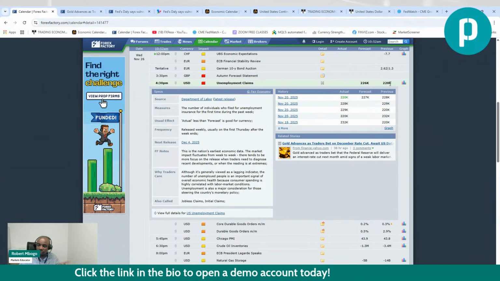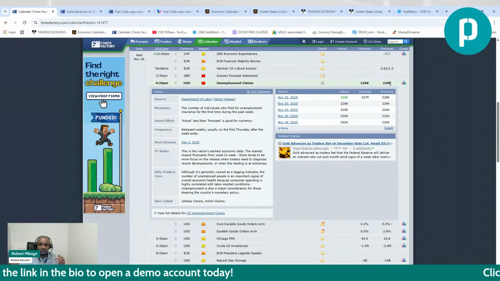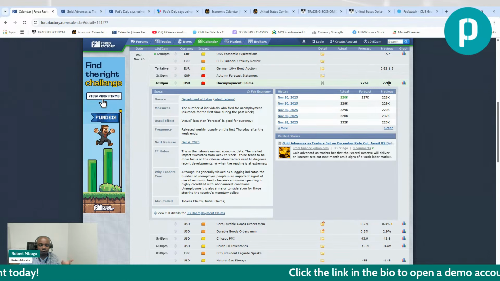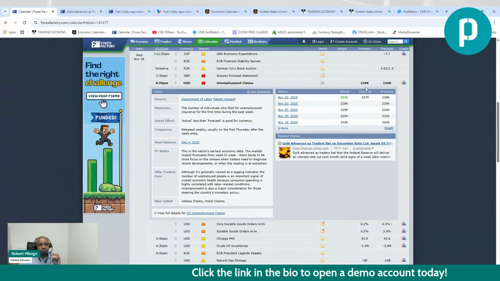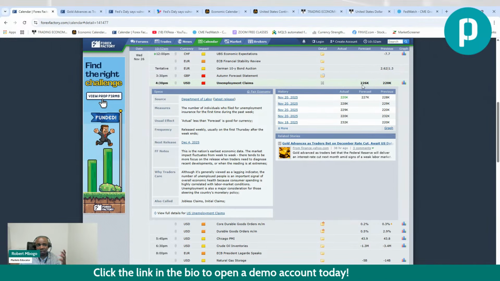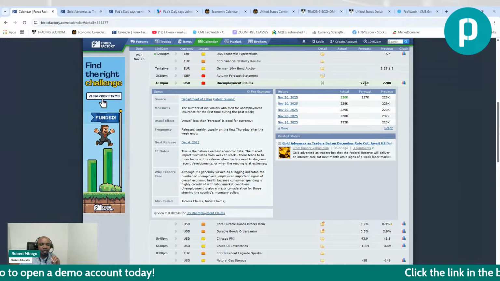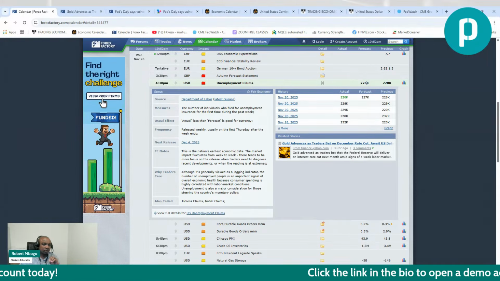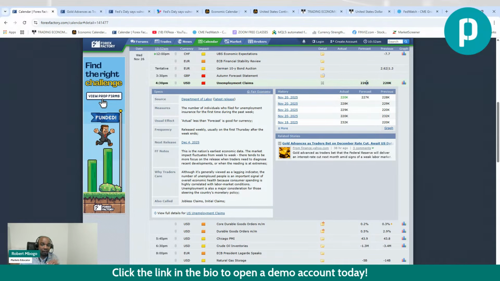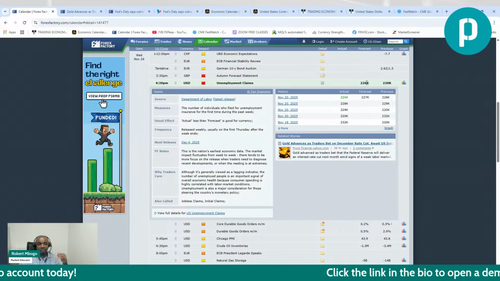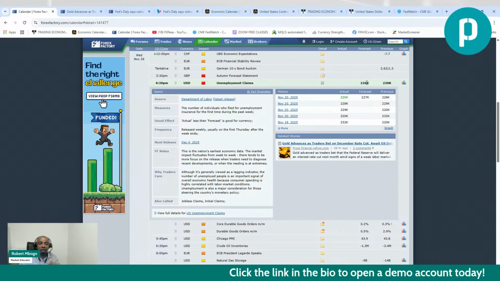Remember, last week we had 220K, the number of unemployed people who filed for unemployment insurance. Investors are saying the expectation is 226K. So any number higher than this 226K will be bad for the dollar. It will mean that we have a higher number than expected, so the US economy is doing badly, and that will strengthen the case for rate cuts.